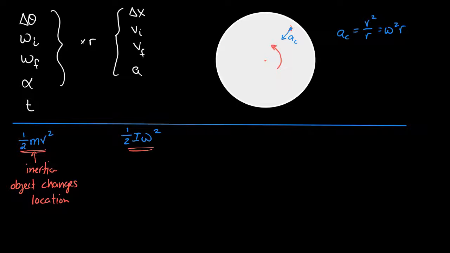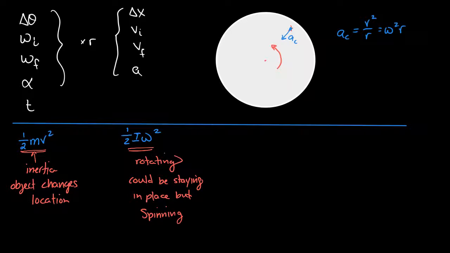This one is for objects that are rotating. So it could be staying in place but spinning. It is perfectly acceptable to have an object that does both, that both is spinning and changing location. If it was doing both, you'd have to look at both.